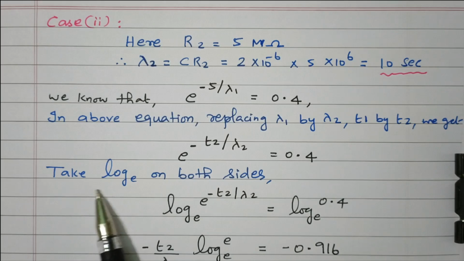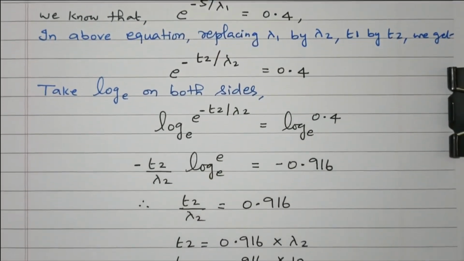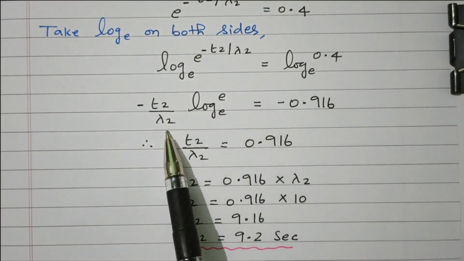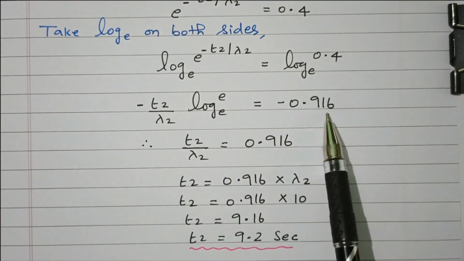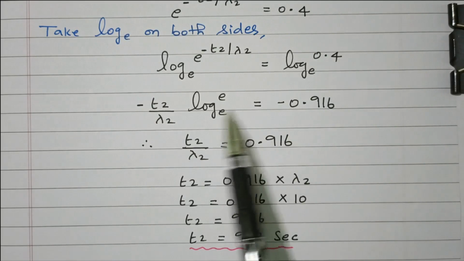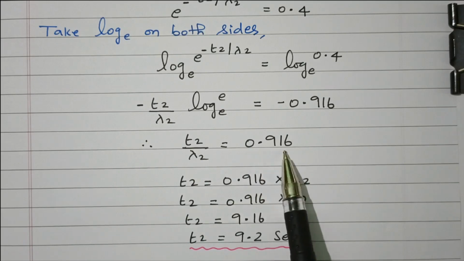Now again we need to take the log on both sides, so that we are able to find the t2 value. Lambda 2 value is known, only t2 we need to find. So log e power minus t2 by lambda 2 with base e equals log 0.4 base e. This power will come to the front: minus t2 divided by lambda 2 log e with base e. The value of log 0.4 is minus 0.916. Log e with base e is 1, we know that. Minus is available on both sides, so it becomes positive: t2 divided by lambda 2 equals 0.916.